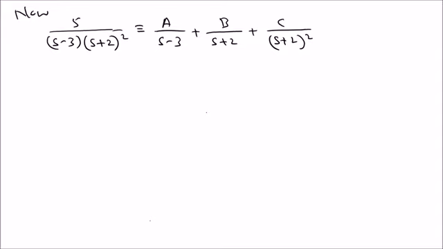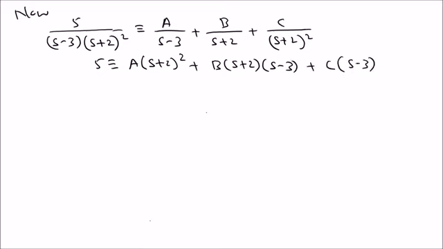So then after that we're going to get 5 equal A, the missing term. Missing term is (s plus 2) whole thing squared. In the next one, one of the s plus 2 is missing, s minus 3 is missing. Last one, only s minus 3 is missing. So we can use a substitution technique now. Always use substitution first.